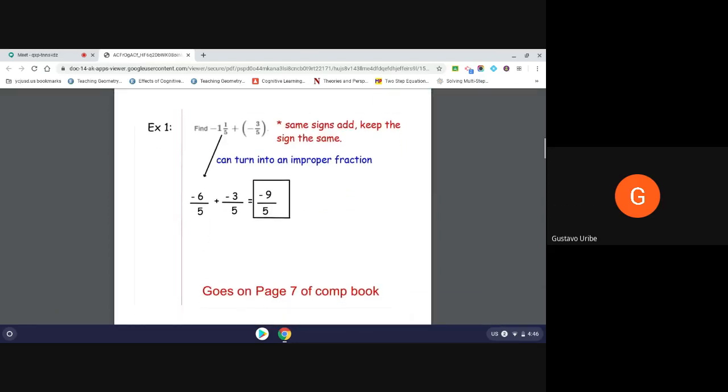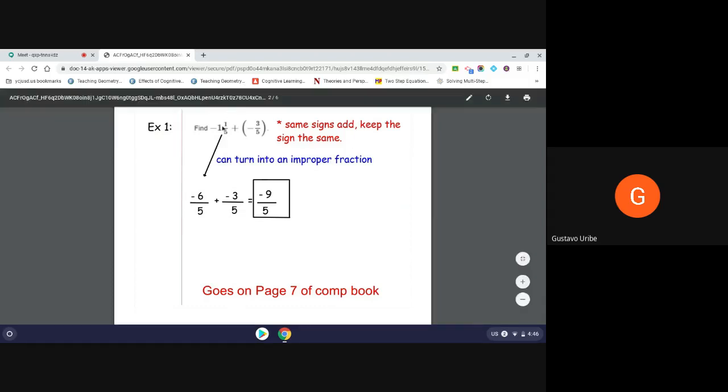Okay, here's an example. So before I do anything, I see fractions, and I know that some of us get scared when we see fractions. But let's ignore the fact that they're fractions for a second and just go off of our rule. So this is a negative. This is also a negative. So they are the same signs. So I know same signs add, and I'm going to keep the sign the same. So my answer, I know, because these two are negative, my answer has to be a negative.